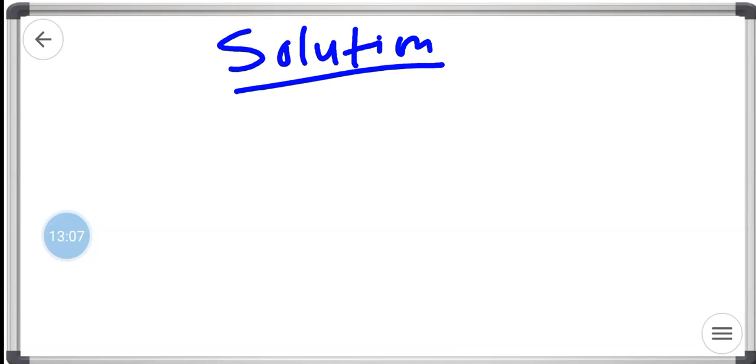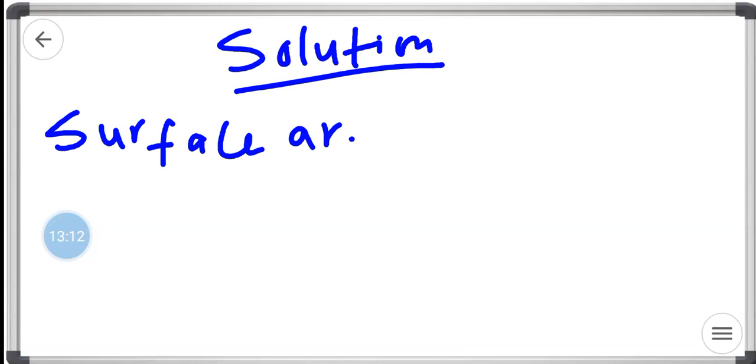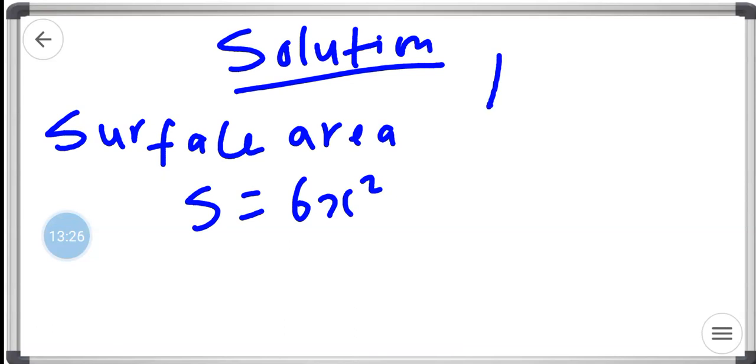So the surface area S, that's the formula: surface area S equals 6x squared. From the question, we're told that it has a length of 8 centimeters. That's the given. Take note, we are discussing a question under cube, and while talking about cube, all sides are equal. So the length, the breadth, and the height are all equal, because this is a cube.